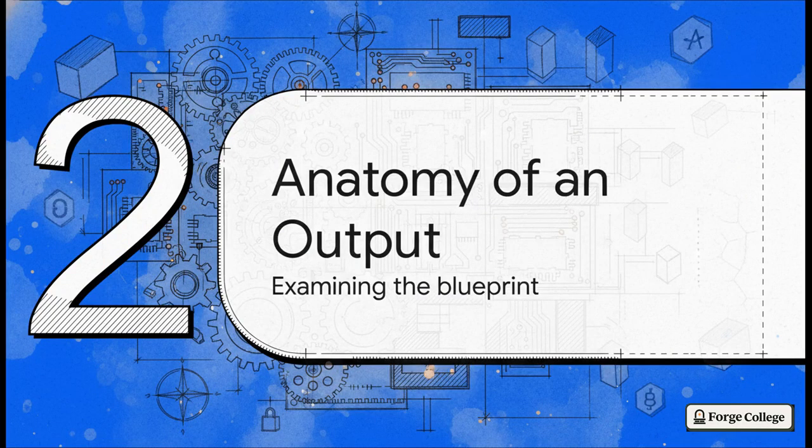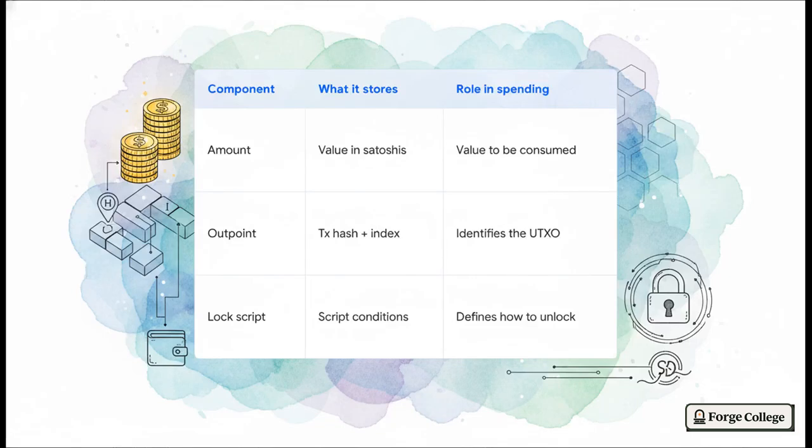Section 2. Anatomy of an output. Examining the blueprint. To really grasp this, think of a UTXO like a patent spec sheet. Every single UTXO is made up of 3 distinct components. First up, the amount. This simply stores the value in satoshis, which determines exactly how much purchasing power is available to be consumed. Second, we have the outpoint. You can think of this as the UTXO's exact GPS coordinate on the blockchain. It's made up of the previous transaction's hash plus an output index, which identifies precisely which UTXO we're talking about. And third, the locking script. This is basically a cryptographic padlock. It defines the exact conditions, usually requiring your digital signature, that have to be met to unlock and spend that value.